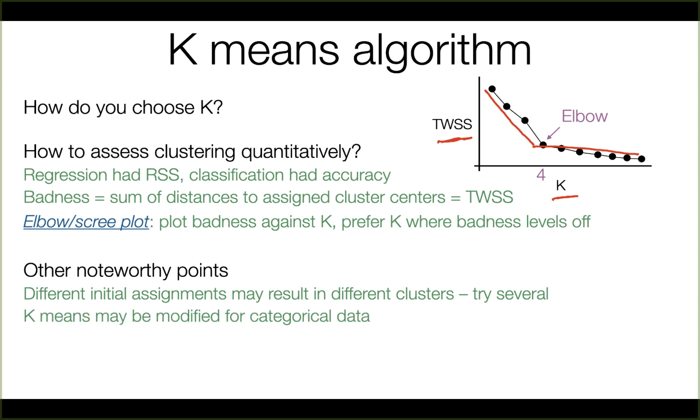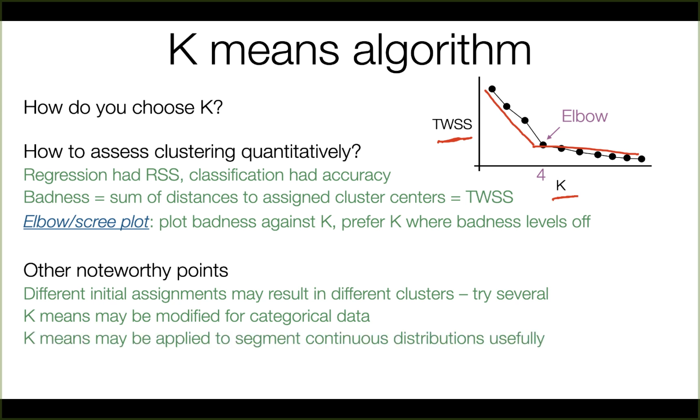Next, k-means can be modified for categorical data. At this point, we've only seen it for continuous data, but it can actually be modified, and that's in many of the implementations. Next, k-means may be applied to segment continuous distributions in a useful way. You may think that k-means is only going to be applied to situations where there are very distinct subpopulations. But in fact, even when we think that there's a homogeneous population, we may use k-means just to come up with an effective way to break apart the population into different chunks.